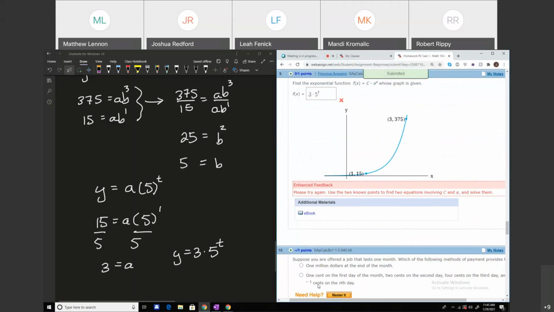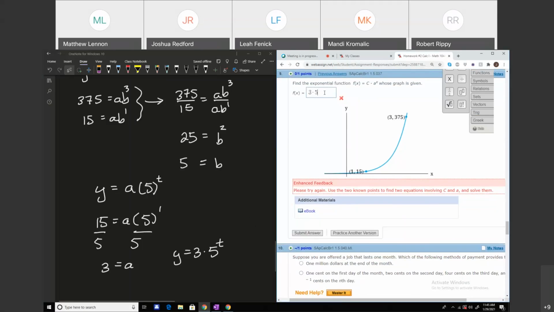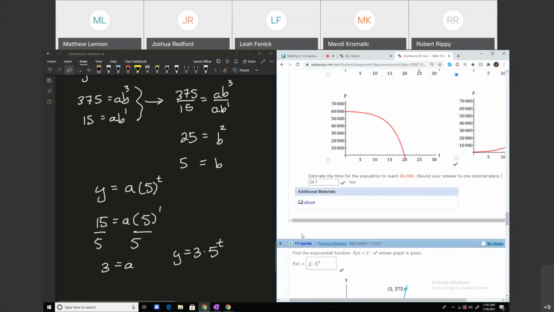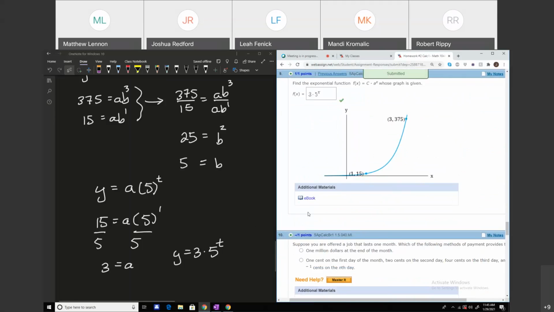Oh, did I mess something up? Okay, so 15 for y, 1 for t, that's correct. Oh, x. I just used the wrong letter. I was using t, they were using x. Oh yeah, I gotta pay attention to that syntax. Sorry about that. There we go.